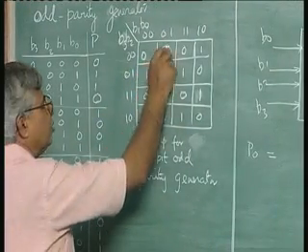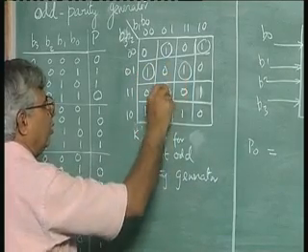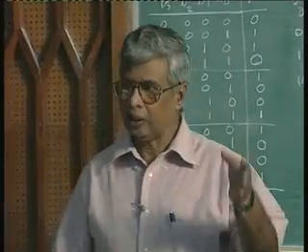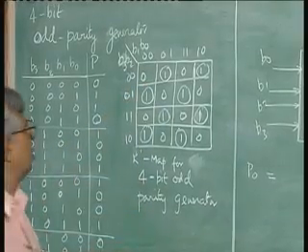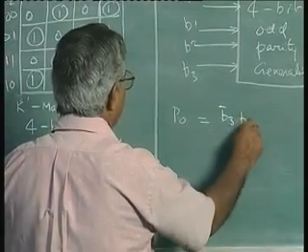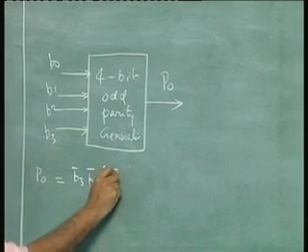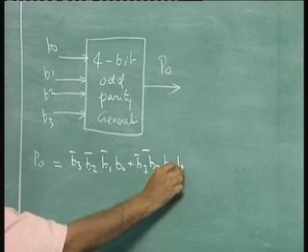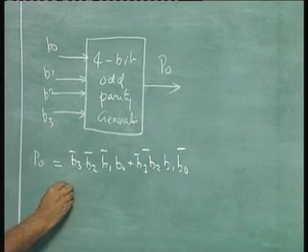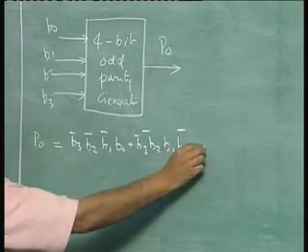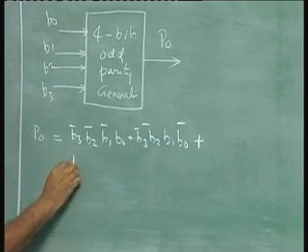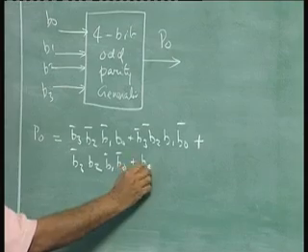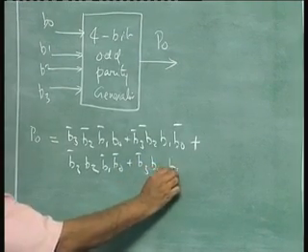So each of these ones is an essential prime implicant which has to be in the final expression. All essential prime implicants have to find place in the final expression. So each of these terms can be written quickly: B3 bar, B2 bar, B1 bar, B0; B3 bar, B2 bar, B1, B0 bar, first 2 terms; second 2 terms, B3 bar, B2, B1 bar, B0 bar; B3 bar, B2, B1, B0.